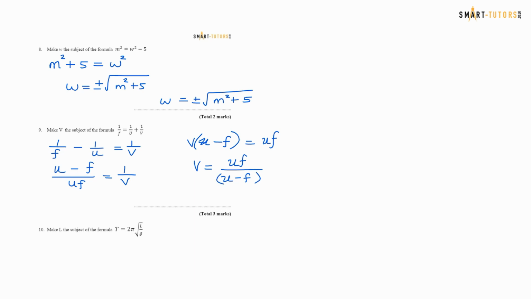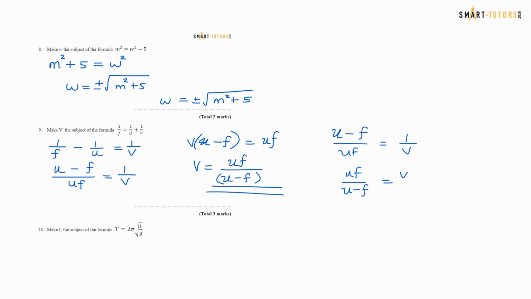Question number 9 answer is V equal UF over U minus F. Sometimes I may say this one, this is easy to remember: U minus F over UF equal 1 upon V means you can flip the fraction both sides. If you flip the fraction both sides, this becomes UF over U minus F, and 1 over V becomes V over 1. So that is the answer, V equal UF over U minus F.